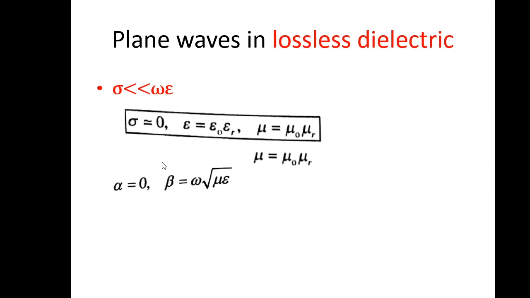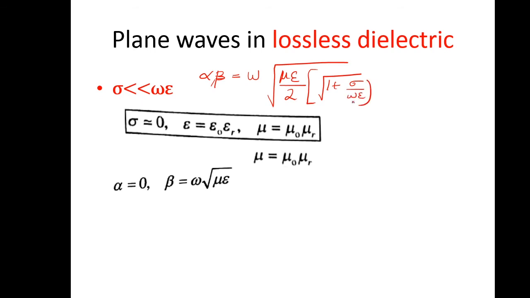So what will be the equation for alpha and beta? We know the equation for alpha or beta. Both alpha and beta will be equal to omega square root of mu epsilon by 2 into square root of 1 plus (sigma by omega epsilon) the whole square, minus or plus 1. This will be the equation for alpha and beta.